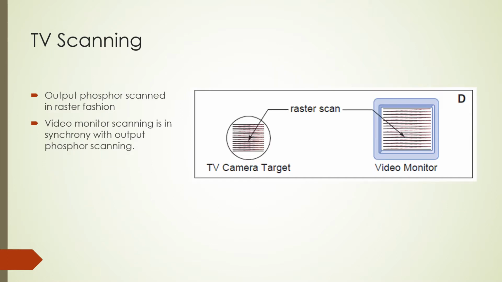This slide shows the scanning scheme used by the video camera for the image intensifier output target and for the TV display. The electron beam at the output phosphor produces light. The video camera scans the output phosphor in raster fashion, and the beam current is modulated by the video signal. Higher beam current at a given location results in more light produced at that location by the monitor phosphor. The raster scan on the monitor is done in synchrony with the scan of the TV target.